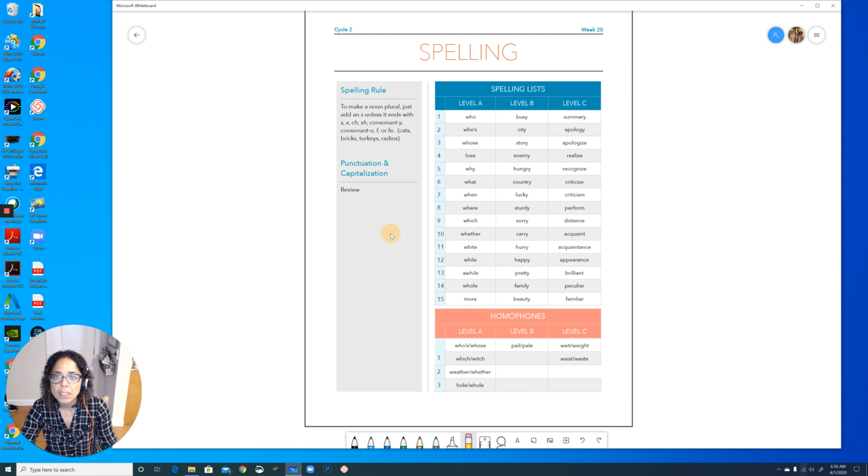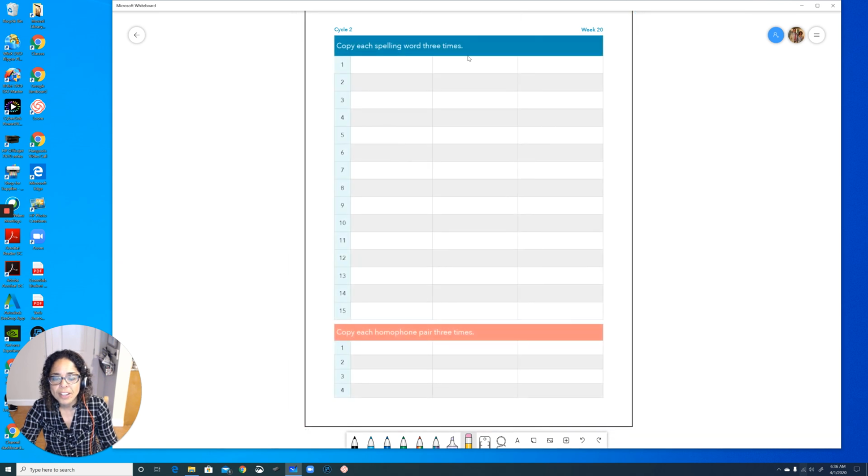The kids then even have sheets here where you can copy each spelling word 3 times. You can drill the way you drill at home. You can copy each homophone pair 3 times. I used to make my children draw pictures of the homophones to show me that they knew what they meant. Moving on.